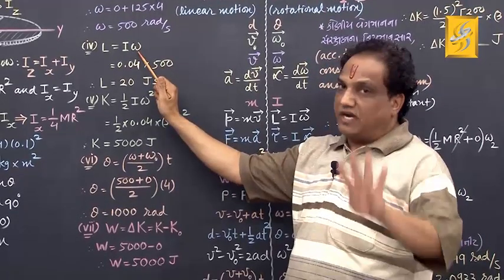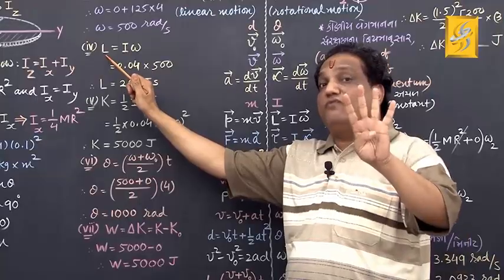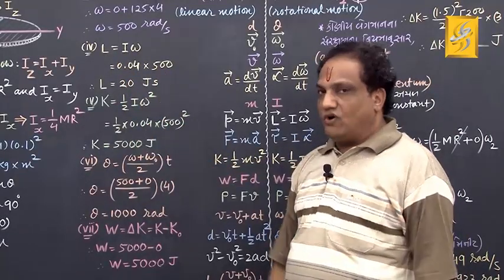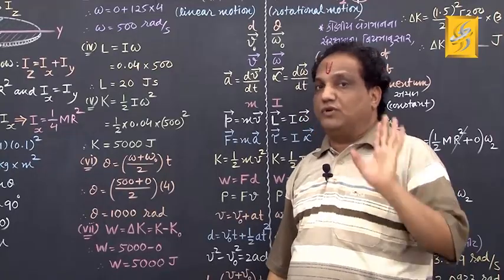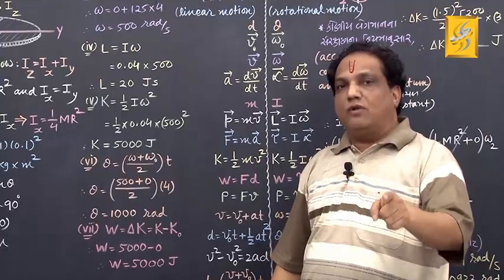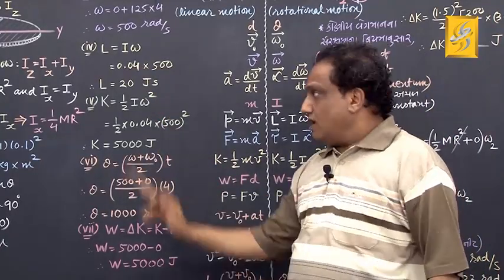Because this value you are putting at the end of 4 seconds, naturally you will get angular momentum also at the end of 4 seconds. This into this, answer is 20. Unit of angular momentum is joule into second. Had it been linear momentum, then Newton into second. Angular momentum, then joule into second. Fine, joule into second. Remembered how?